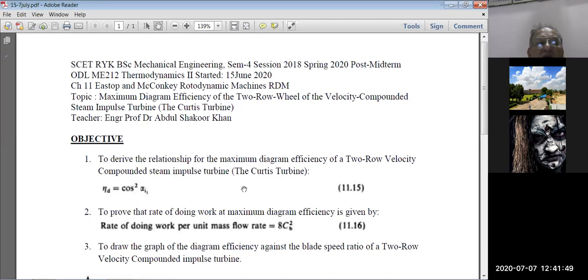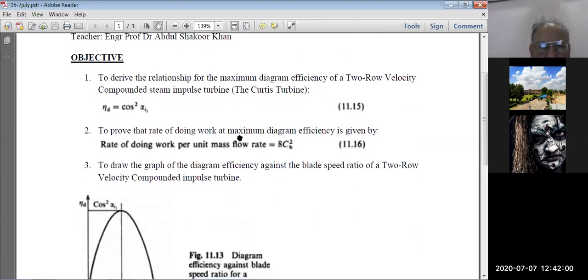We have already done this for the simple impulse turbine, the De Laval turbine. We derived the formula for maximum diagram efficiency. So in this case our objective is to do these 3 things. The first objective is to derive the relationship for maximum diagram efficiency of a 2-row wheel velocity compounded steam impulse turbine.